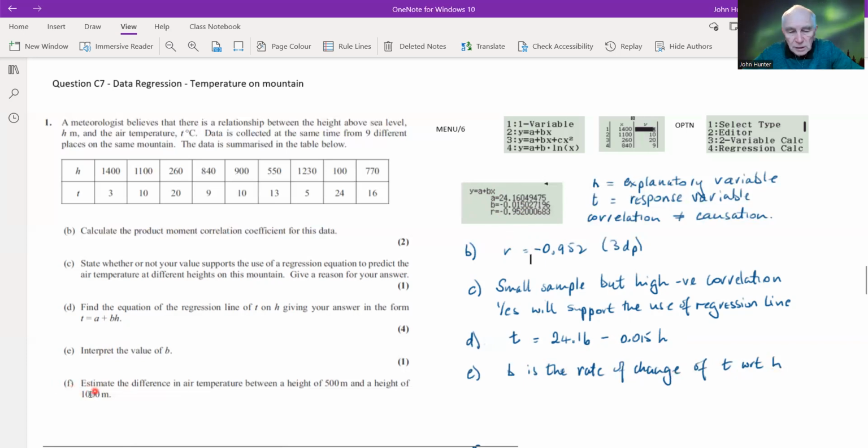The last part I've not included here: estimate the difference in air temperature between a height of 500 meters and a height of 1,000 meters. We simply put those values into our equation and work them out, and find the difference. Okay, so that is basically it.